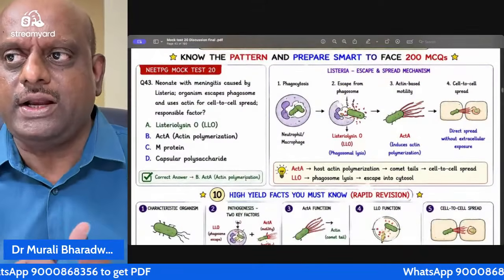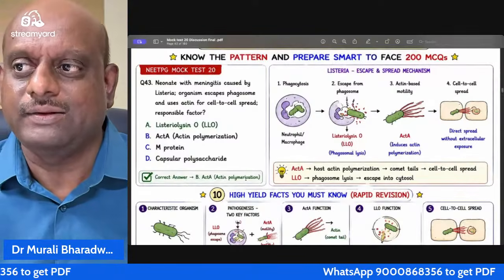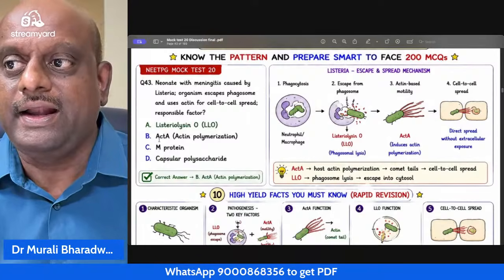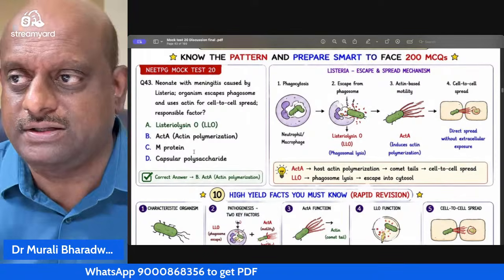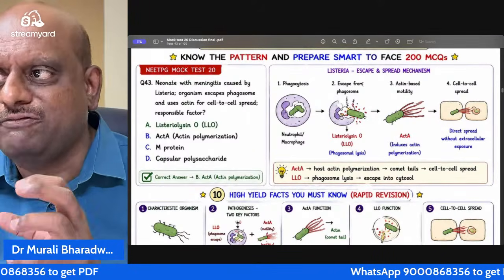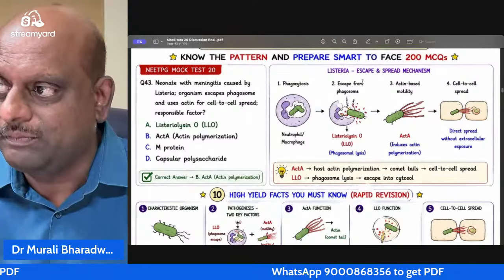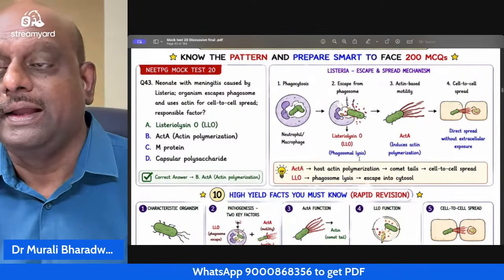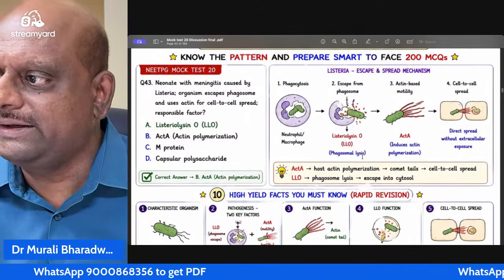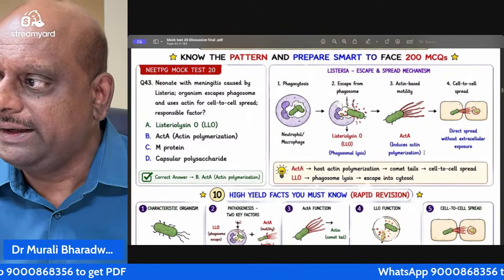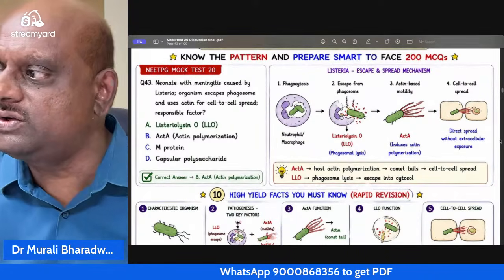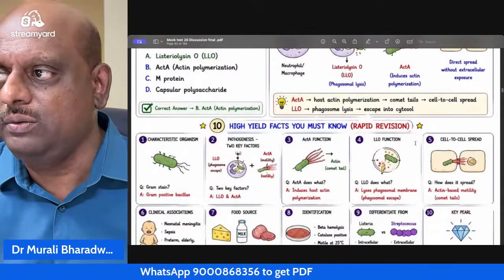A neonate with meningitis with listeria, what is the responsible factor? Listeriolysin. No, it is actin polymerization, ActA. So listeria basically escapes the phagocytic injury by producing listeriolysin O, right? And it induces the actin polymerization and enables it to pass cell to cell spread is what we have to remember.